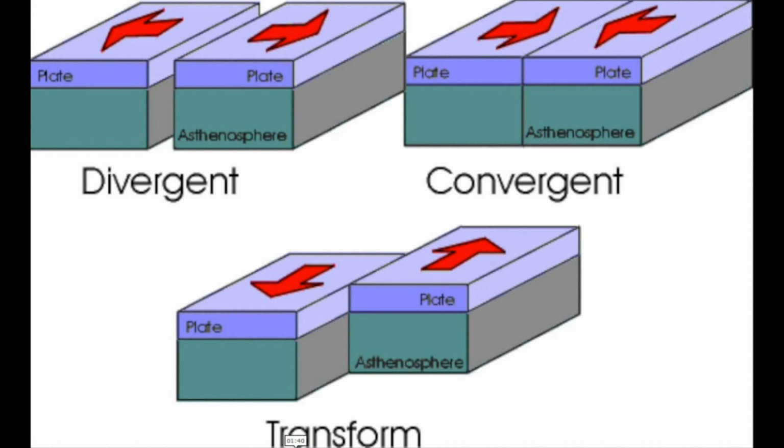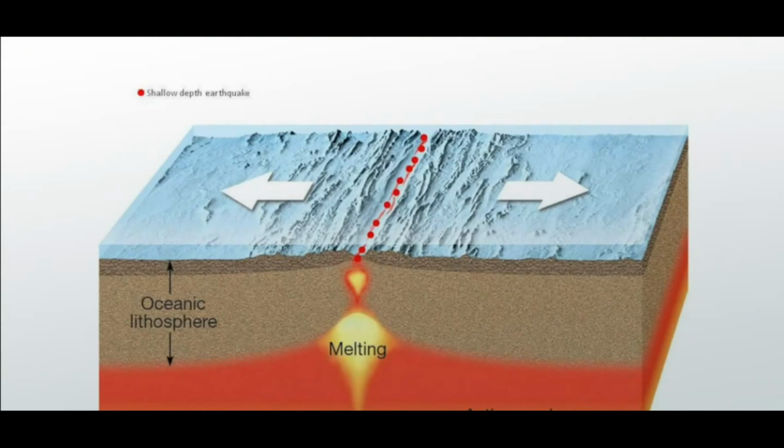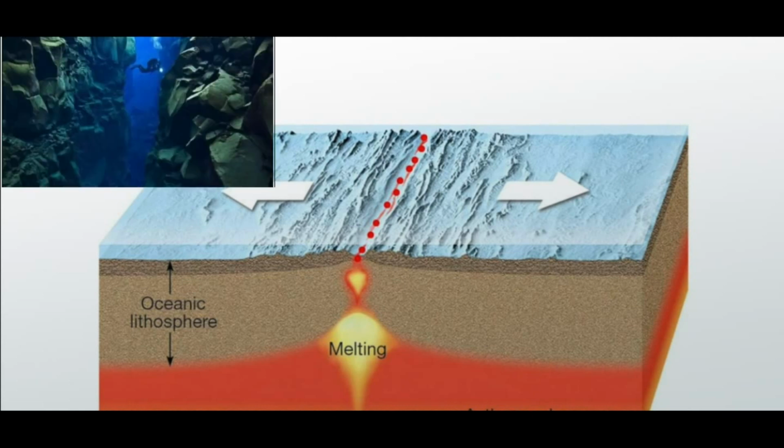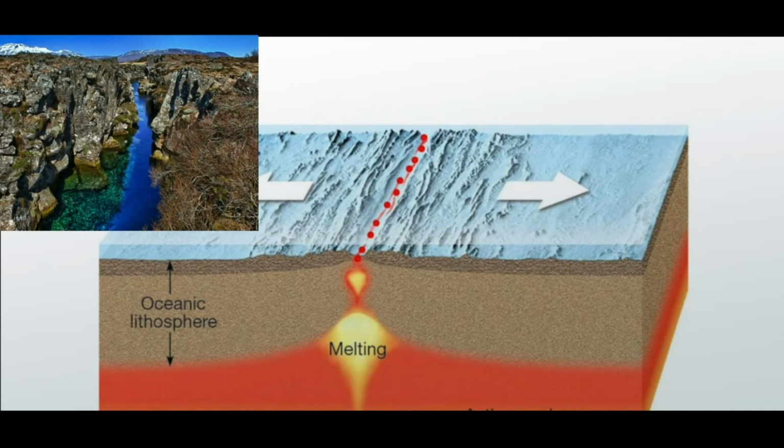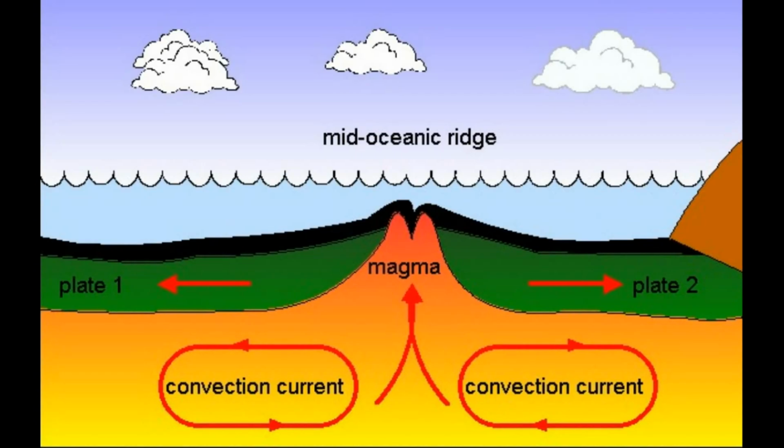Let us learn about the plate boundaries in detail. There are three different kinds of plate boundaries. First one is called divergent plate boundary. Divergent plate boundaries exist between two tectonic plates that are moving away from each other. Now we separate into two kinds of divergent boundaries: boundary on ocean floor and boundary on continents.